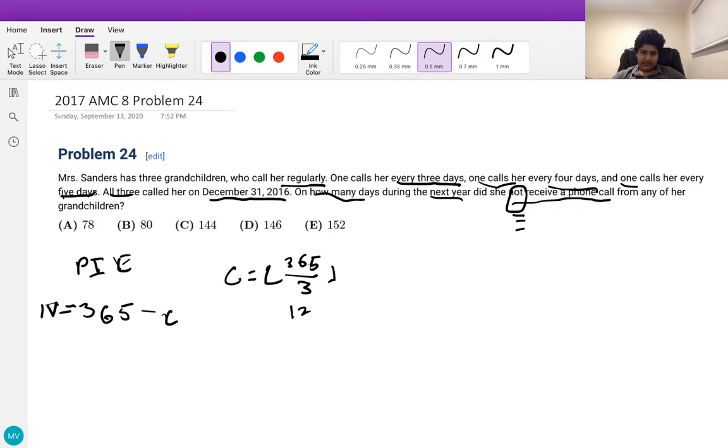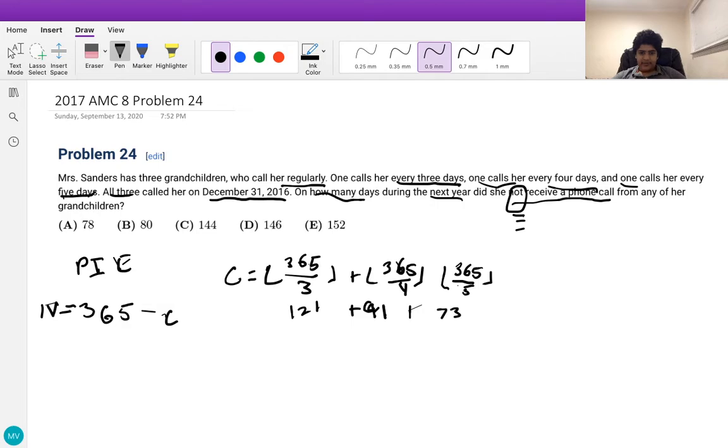Similar logic, next one is the floor of 365 over 4, which is going to be equal to 91, since 91 times 4 is 364, while 92 times 4 is 368, which is larger than 365. This is 91, make sure it's a 9, not a 4. Finally, we have the floor of 365 over 5, and since 365 is divisible by 5, this is simply 365 divided by 5, or 73.